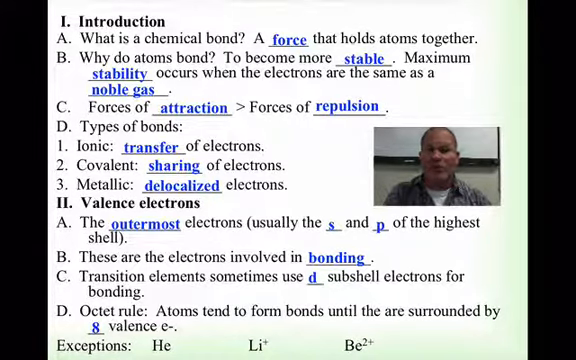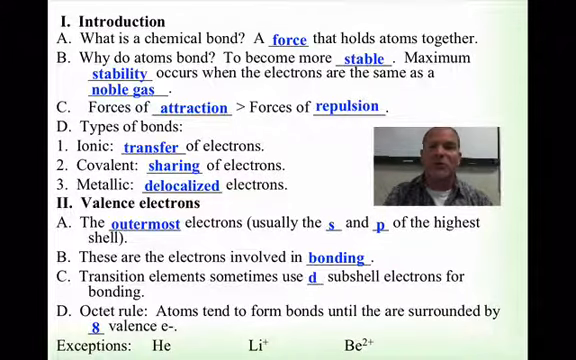Valence electrons. We already talked about this. You've dealt with this a lot in atomic theory. The valence electrons, by definition, are the outermost electrons, usually in the s and the p, the highest shell for the s and the p. These are the electrons involved with bonding. Now, for the transition elements, sometimes the d subshell comes into play, and we saw that in your atomic theory last time.